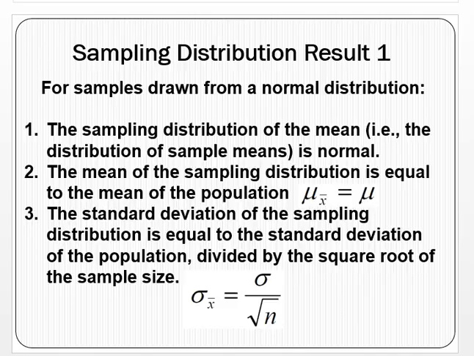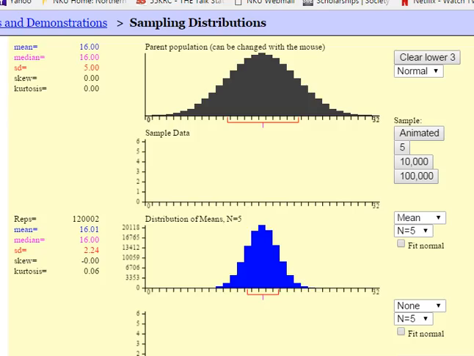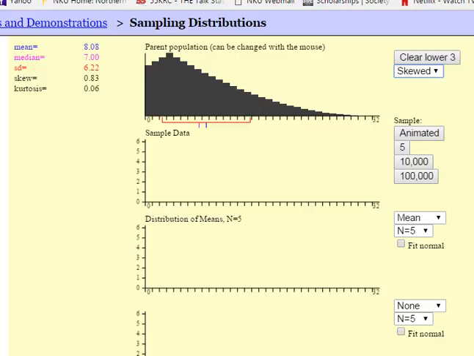Now, there's a second result that's equally important, because very often you don't know what your population is. Is it normal or is it not? We don't know. That's why we do the statistics, to get information about the population. So rather than using a normal population, I'm going to use, say, something skewed. So there's a skewed population, something that's not normal.